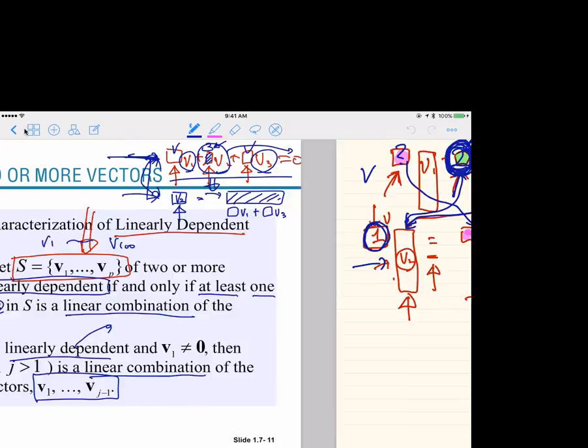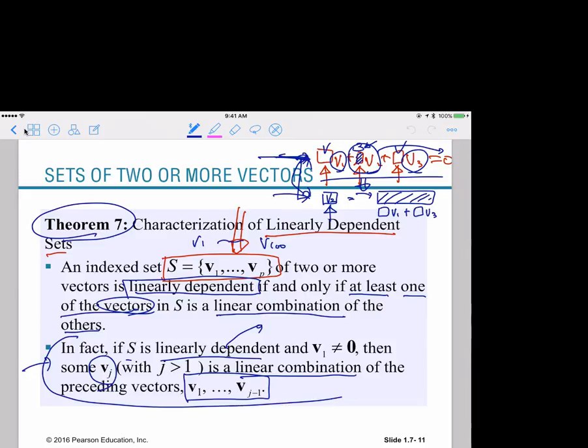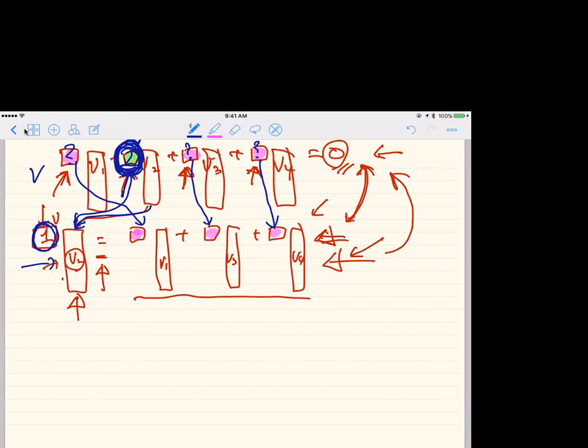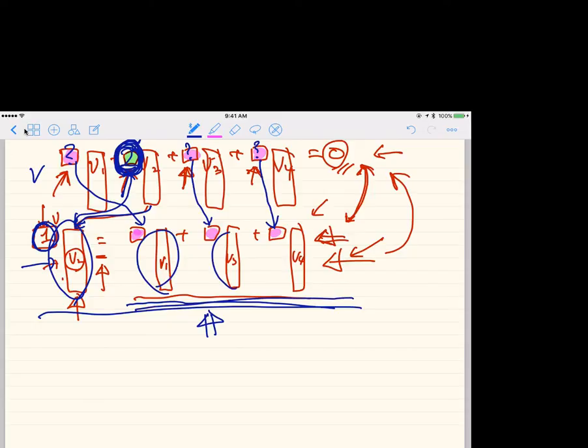Okay, and then the second part in this theorem is saying that, let's try to find this relationship. So for some vector, suppose we want to find its linear combination representation using the other vectors. In that case, in principle or by default, we have to consider all the remaining vectors.